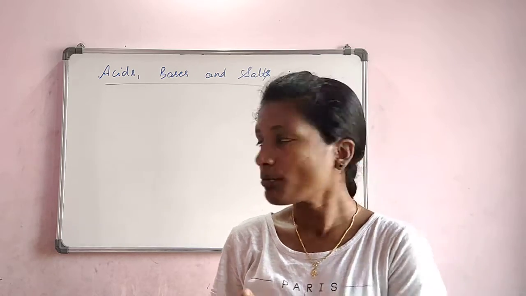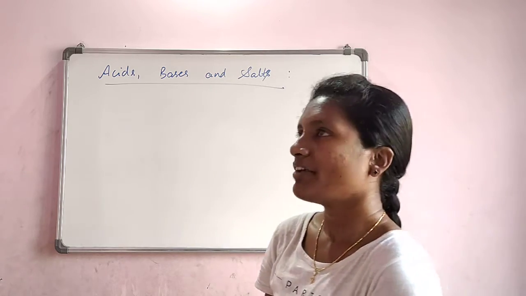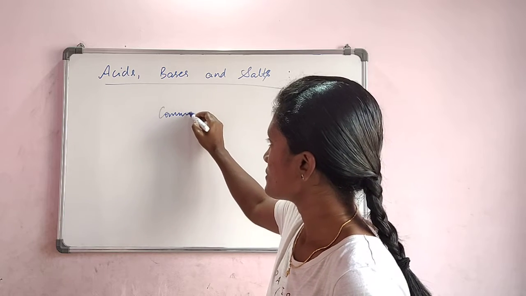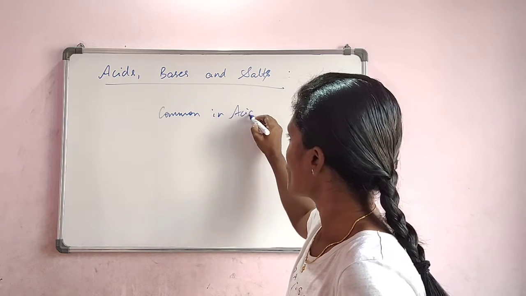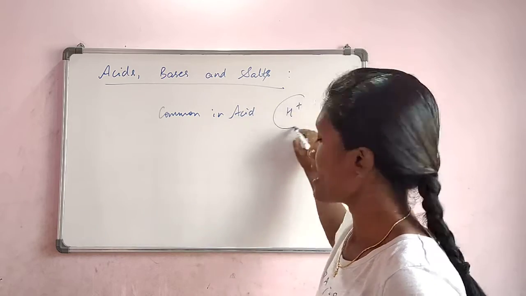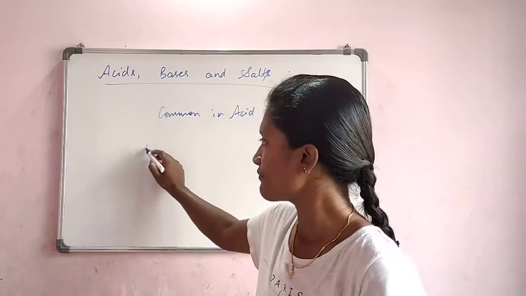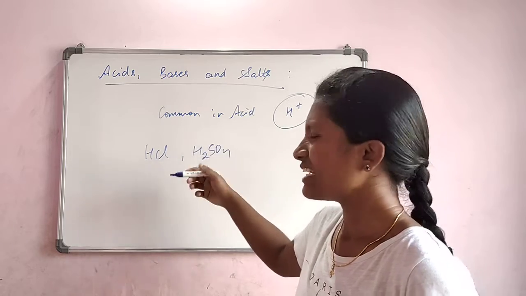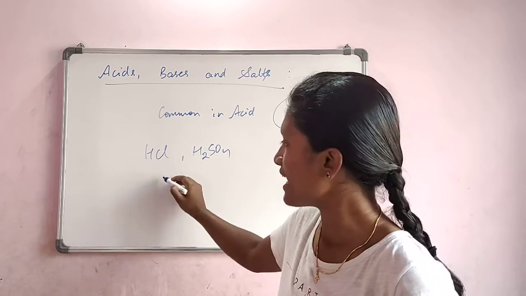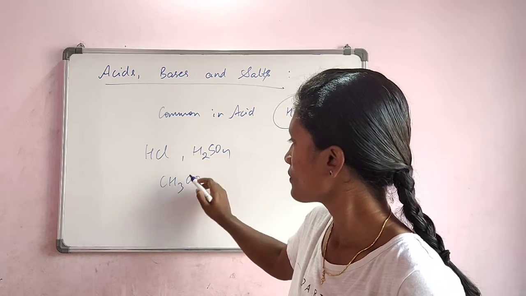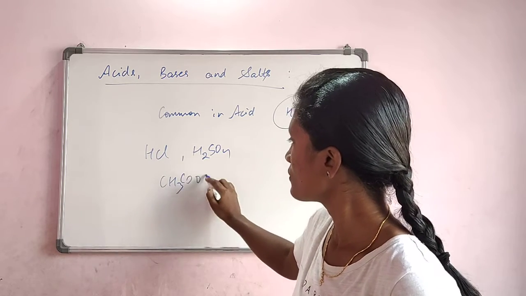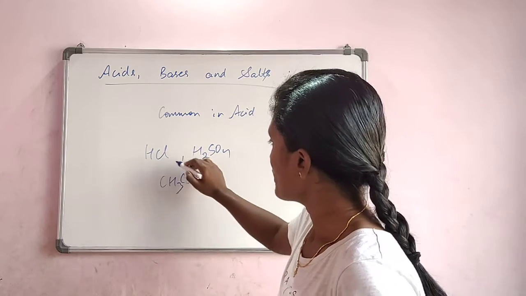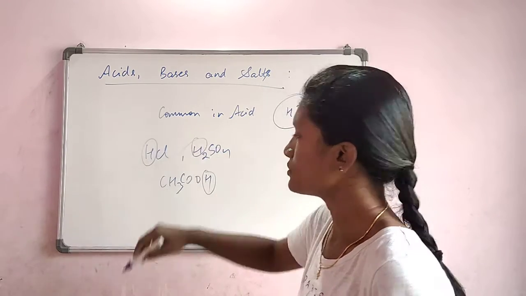So to add to this, we ended up with a concept: what is common in acids? We know that in acids H plus ions are common. If you take any acid, it can be a strong acid or a weak acid, in any acid H is common, right? H plus ions are common.